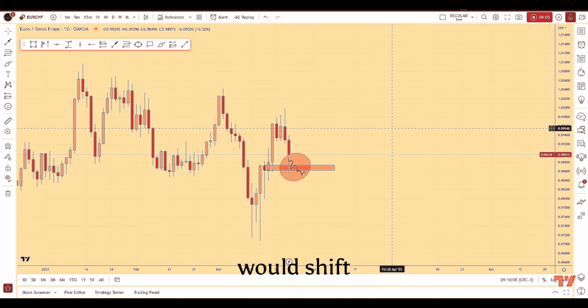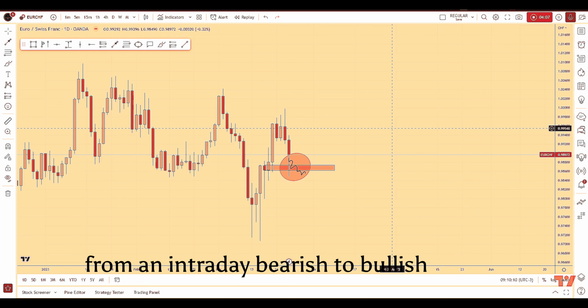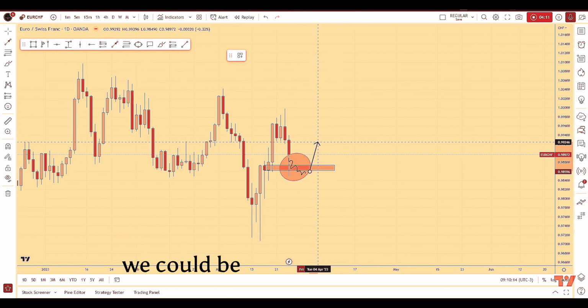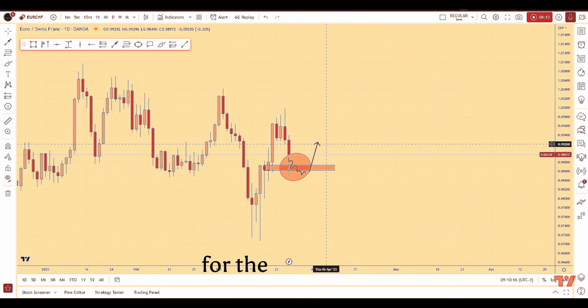And if the market would shift from an intraday bearish to bullish market and provide to us one of our valid entries, at that point we could be looking for a potential move higher for the completion of the M pattern at the neckline.